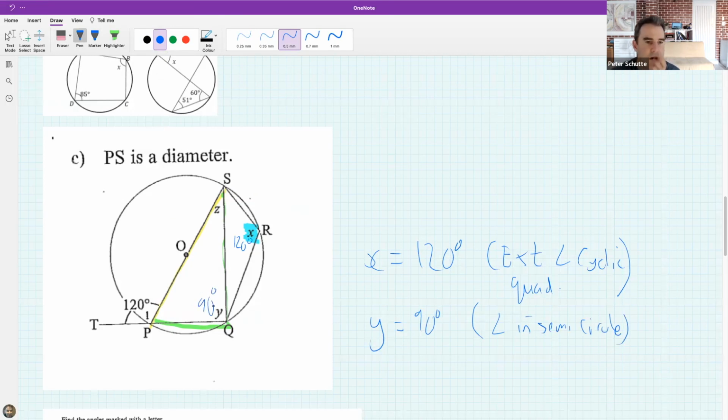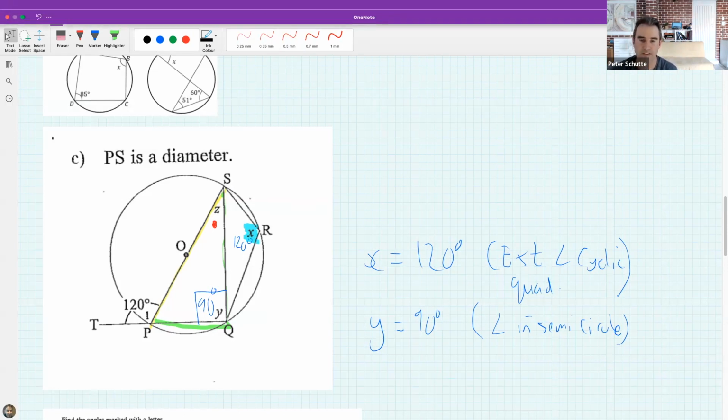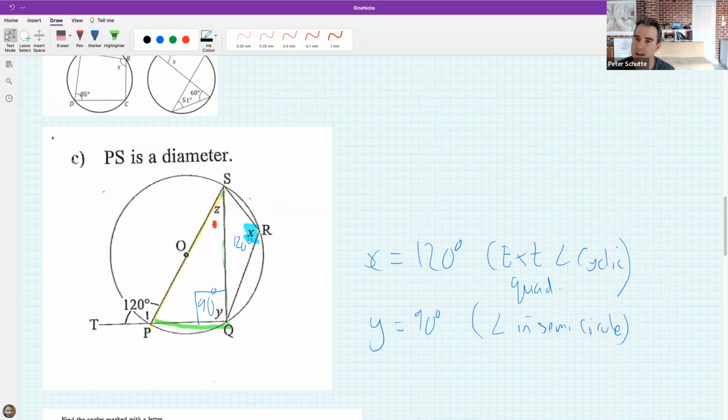Okay, so now we've got a bit of a problem. We know that this is 90, but we don't really know what's going on with Z. Has anybody got ideas about Z? Who would be willing to share their knowledge? Refente, let's go to you. Tell me what you know about Z.